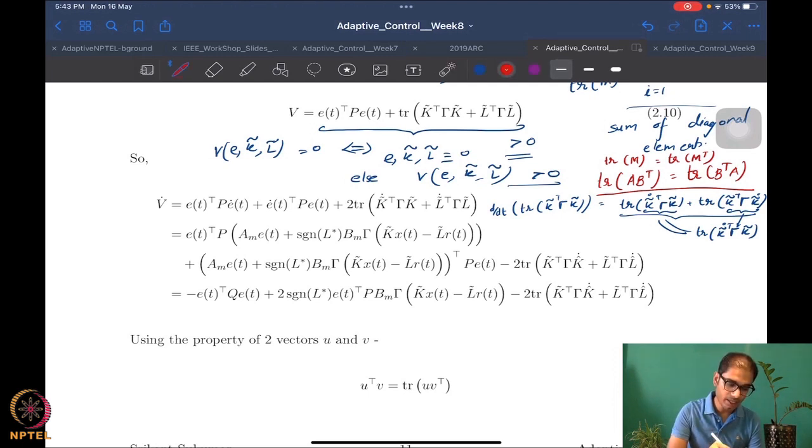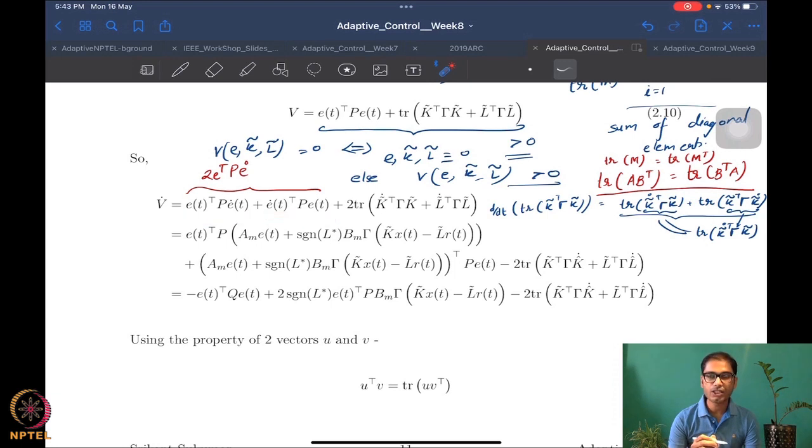This could also be written as twice E transpose P E dot. Why? Because this is a scalar, and the transpose of a scalar is the same scalar. Therefore, I'm free to take the transpose of any term. This is a trick we use regularly in all our Lyapunov analysis for vector equations. V is a scalar, so each term is a scalar, and taking the transpose yields the same scalar, nothing changes. If I take the transpose of this term, I get E transpose P transpose E dot. But because P is a symmetric matrix, I get E transpose P E dot, which is the same as this term. So I could have written this very well as twice E transpose P E dot.